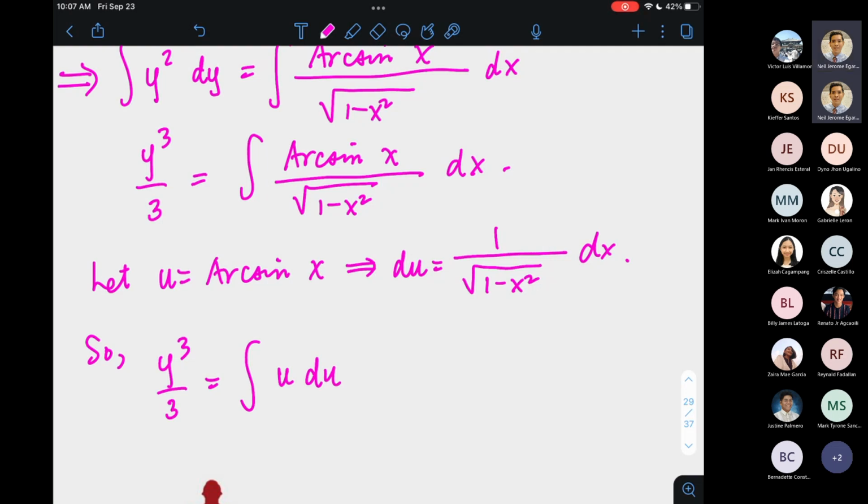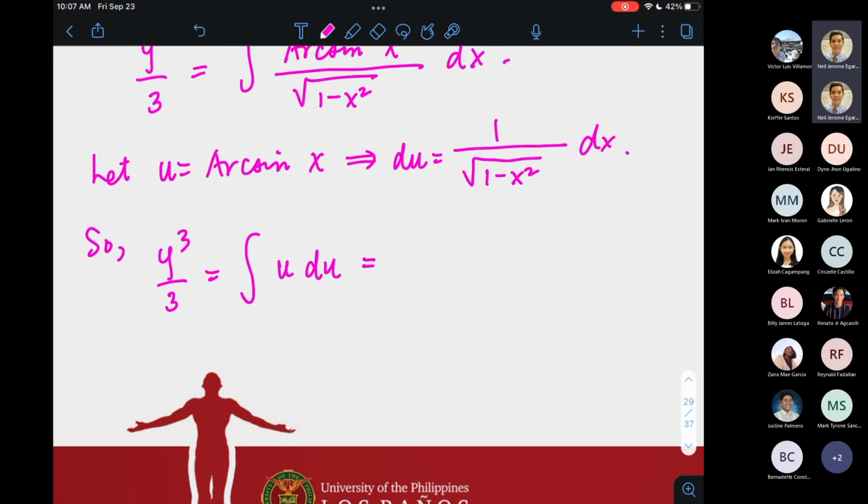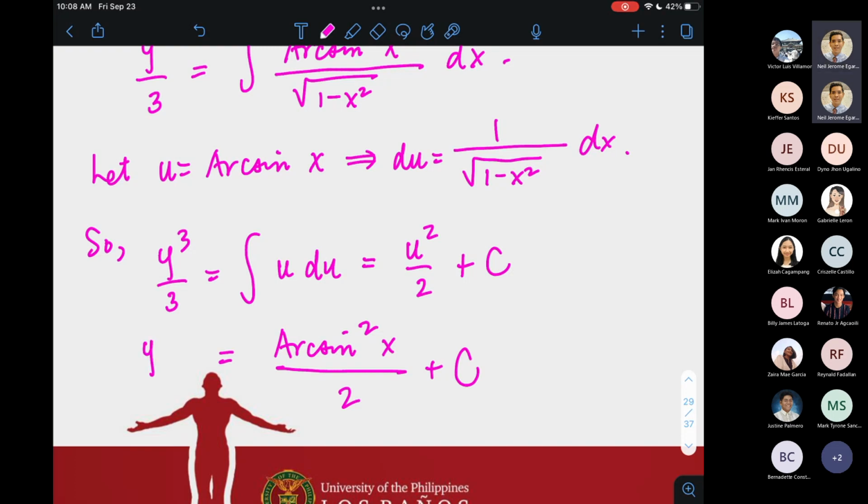And then that's easy to integrate. This will just be u squared over 2 plus an arbitrary constant c. And then we can what? I should revert back to the variable x. So this is arc sine squared of x all over 2 plus the arbitrary constant c, right? And then this is y cubed over 3. Well, this is a representation for the solution.